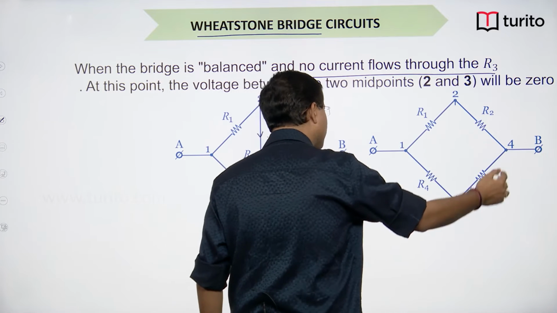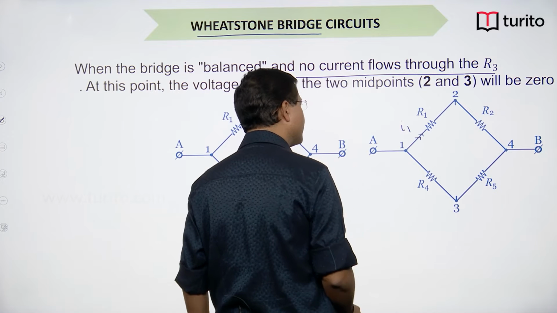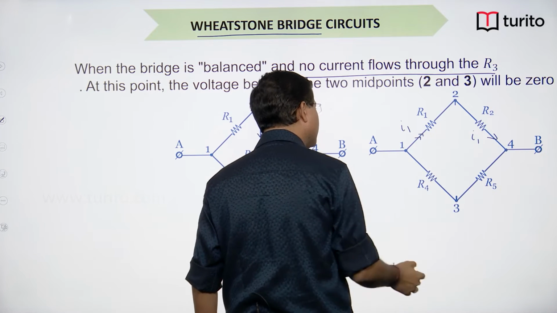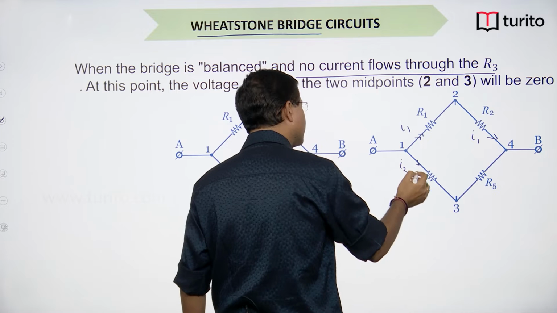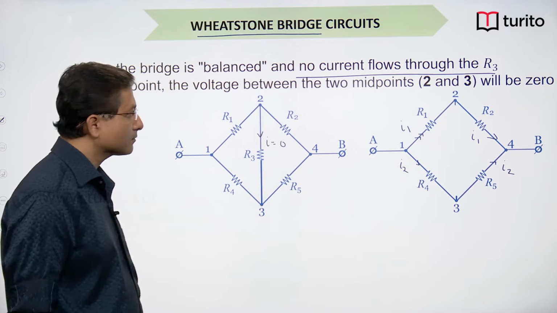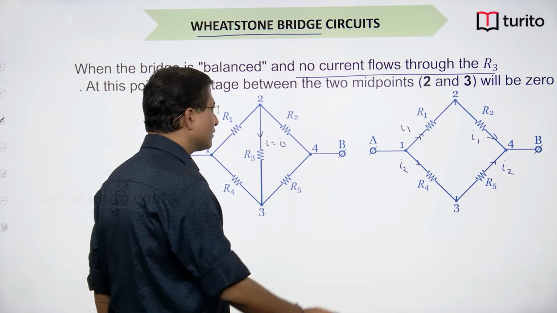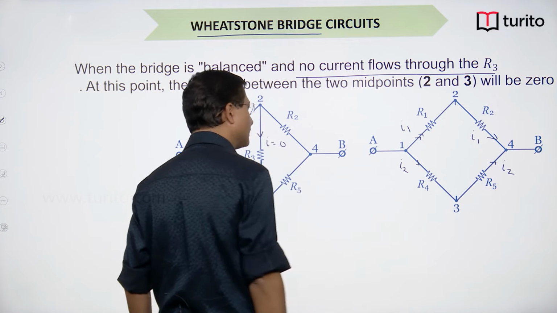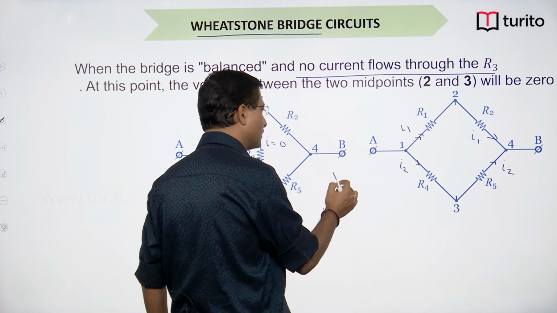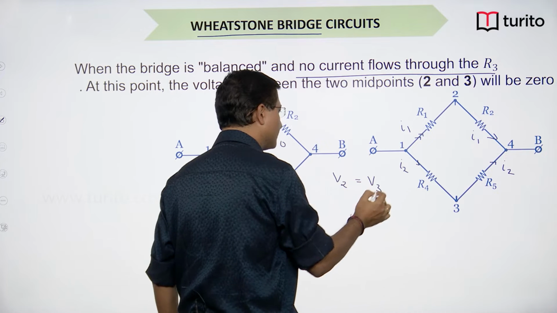If the circuit is something like this, that means whatever current is flowing from here, let that be I1, the same current will flow through this one, I1, and whatever the current here, the same will be the current here, I2. What would be the value of this I1? I want to find out the condition. So ultimately what I need to do is potential at 2 is the same as potential at 3.